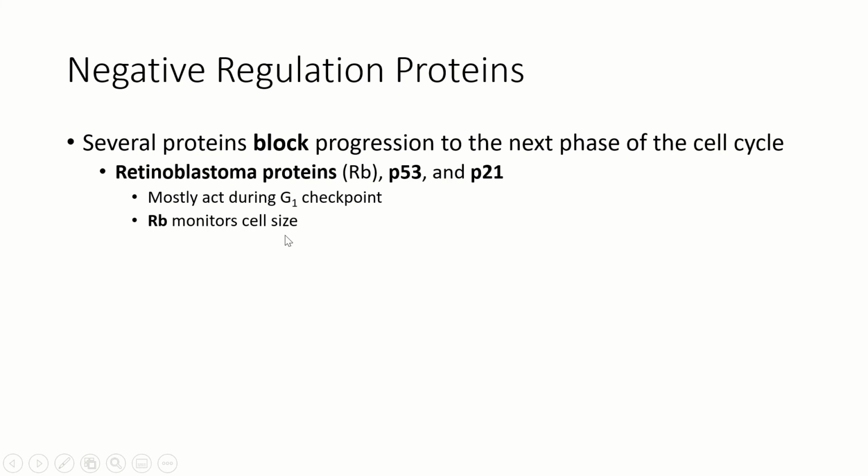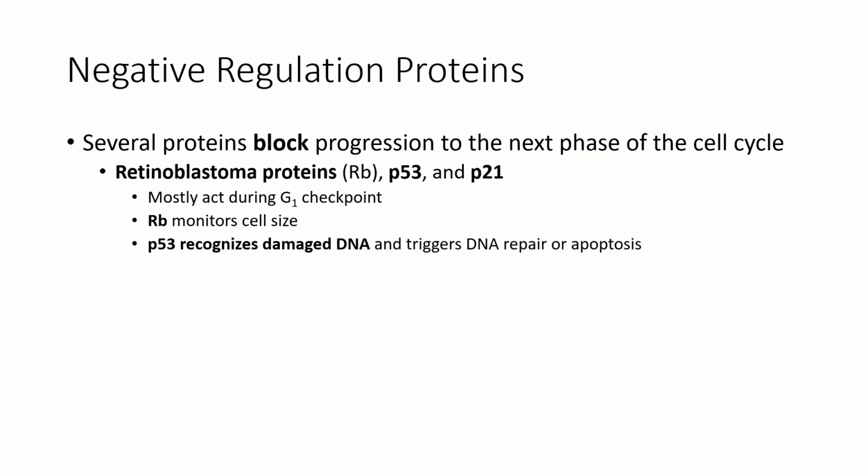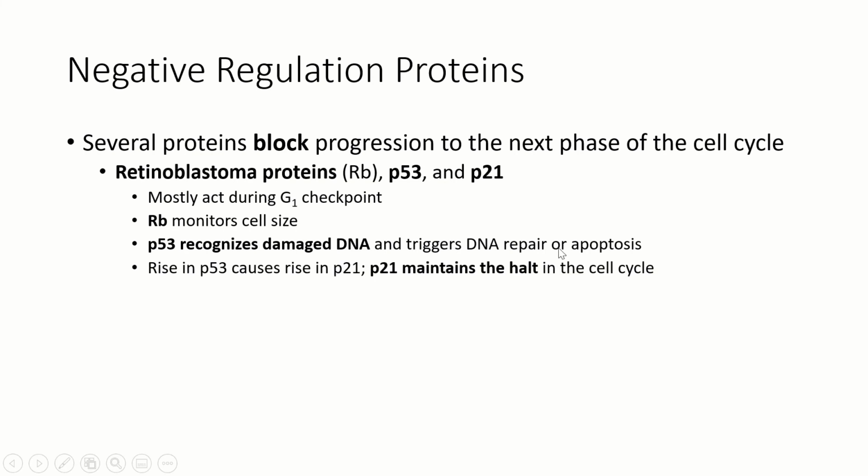So RB is going to monitor the size of the cell. Is it big enough? Once it's big enough, RB will allow it to go to the next phase. P53 is going to check the DNA, recognize damaged DNA, and either trigger DNA repair or apoptosis of the cell. If the DNA is really, really messed up, the P53 can just start apoptosis. And then P21 is caused by a rise in P53, so if P53 levels are high, P21 levels are going to rise, and that is going to stop the cell in that G1 phase. Okay?